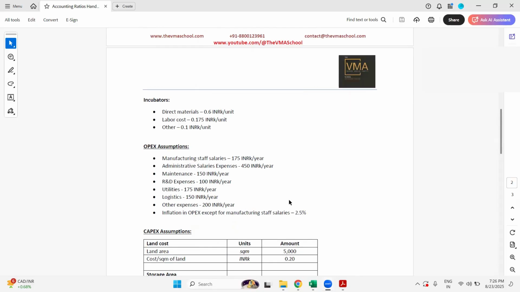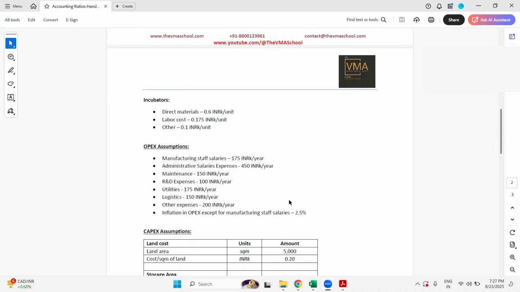So guys, under OPEX, we have certain assumptions like manufacturing staff salaries, which I've assumed 175 INR thousands per year, then administrative salaries expense, and maintenance expense, then R&D, utilities, logistics, other expenses. Now there is one catchy line here, guys. Just read my inflation line, guys. Inflation in OPEX except for manufacturing staff salaries. Here I have assumed that my OPEX will get inflated by 2.5% every year. For example, if in year one my OPEX is 100 rupees, then in the next year it will be 102.5 rupees, assuming 2.5% growth in OPEX.